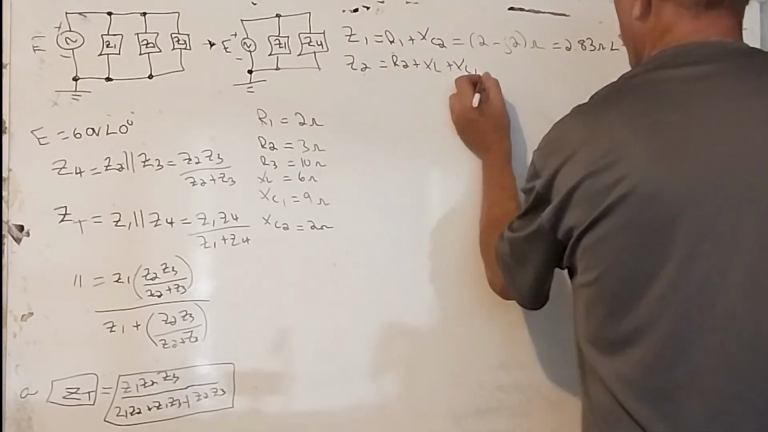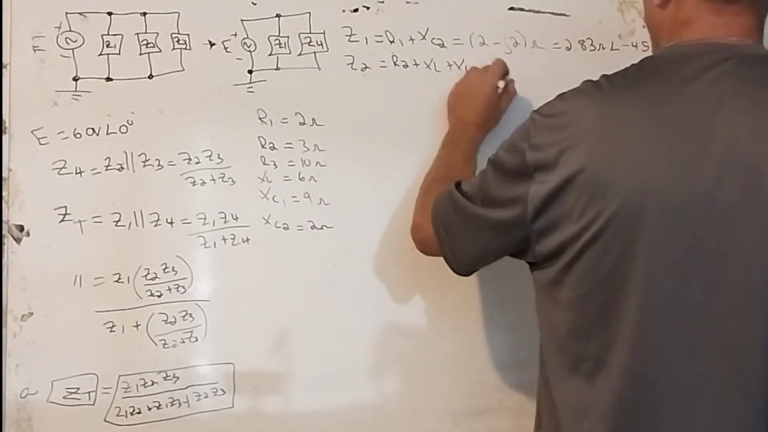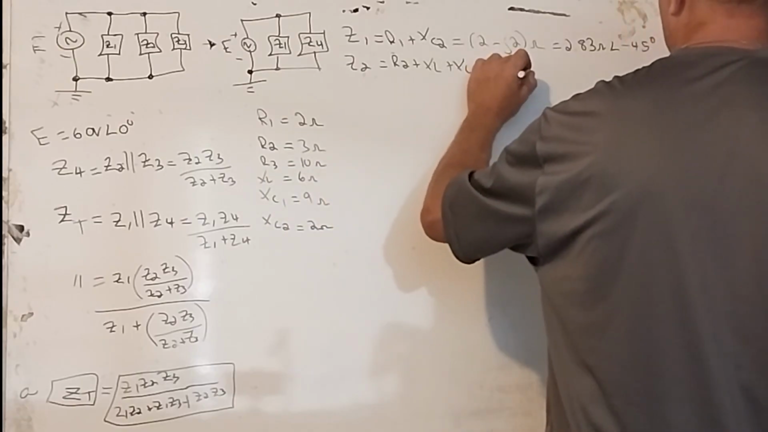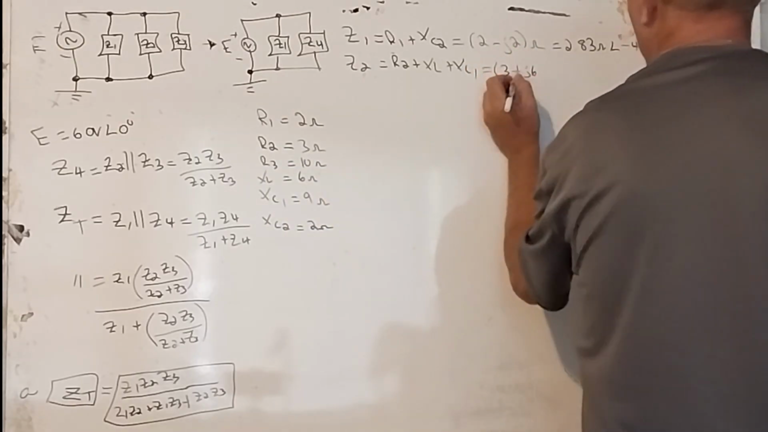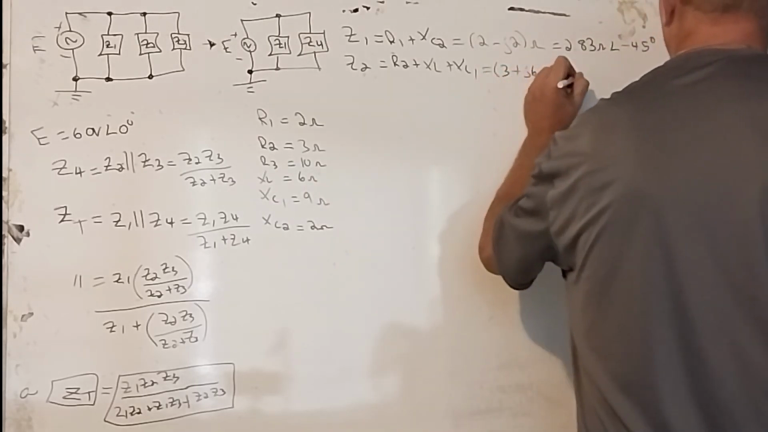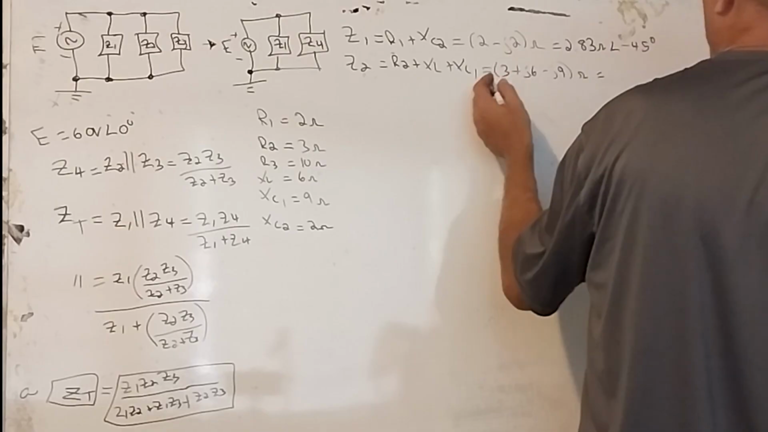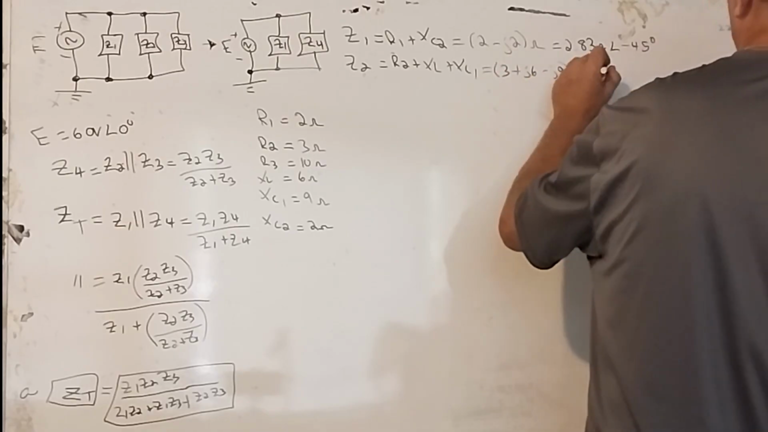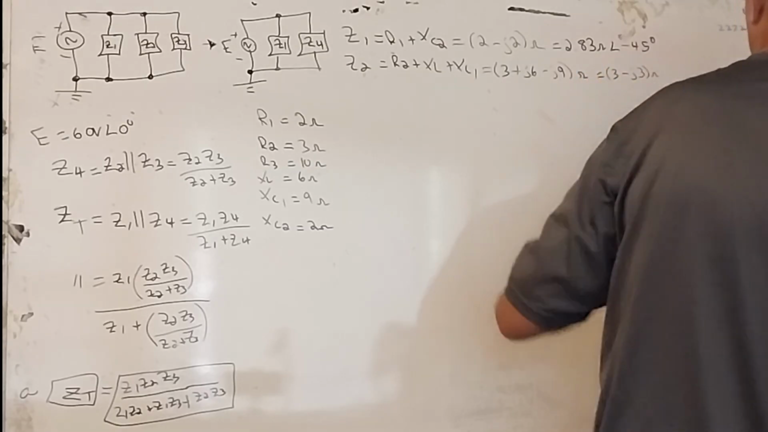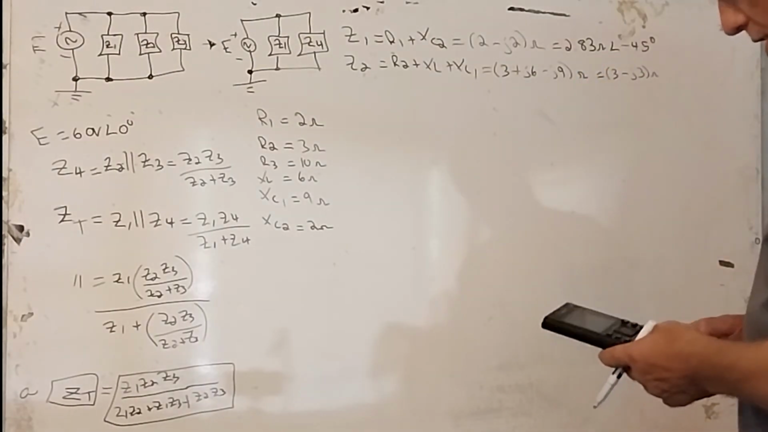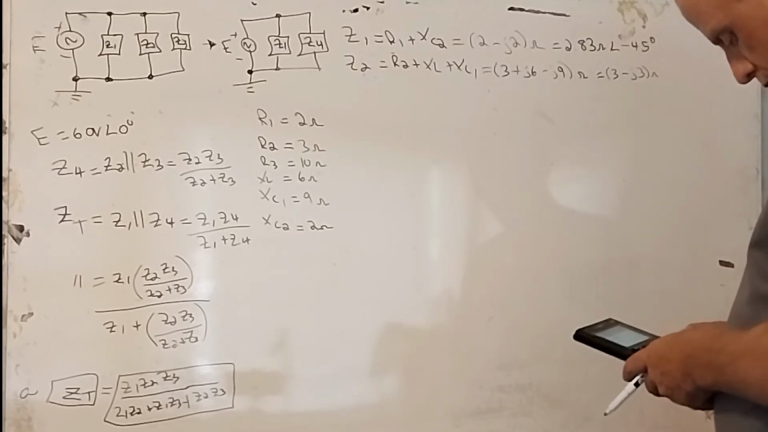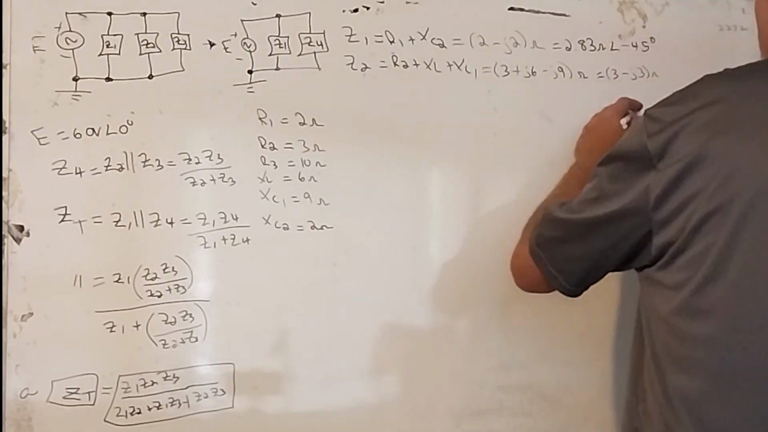All right, and then this one, our R2 is 3 ohms, so we have 3, and X of L, which is 6 plus J6. And then we have X of C1, which is minus J9. That's all ohms. This becomes 3 minus J3 ohms. And I'm pretty sure that the angle will be negative 45 degrees. The magnitude is going to be 4.24.